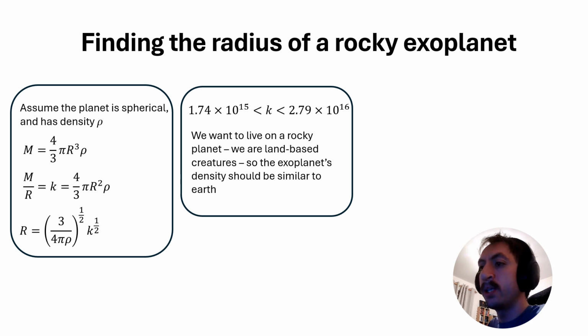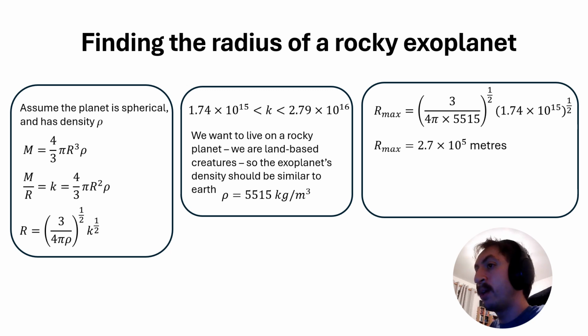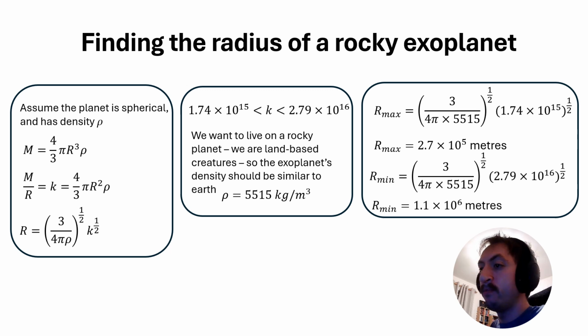So what would be a good density? Well, let's take the density of Earth, a rocky planet, which is about 5,515 kilograms per meter cubed. And now if we use that density and our upper and lower bounds for k, then we can find a maximum and minimum value for R, and we get a maximum value of about 2.7 times 10 to the 5 meters, and a minimum value of about 1.1 times 10 to the 6 meters.